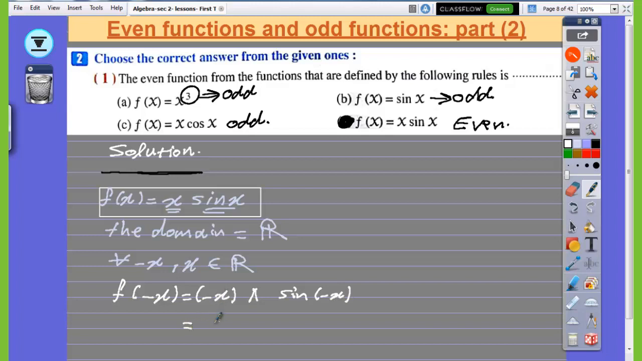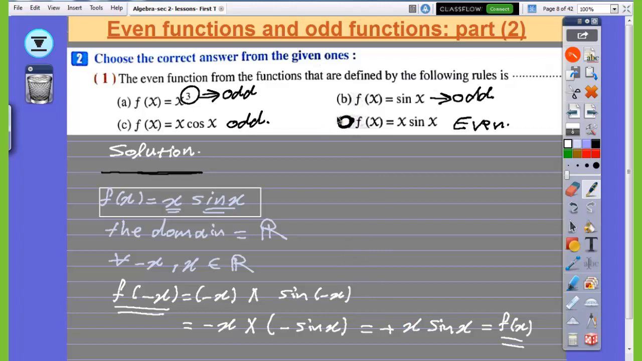and to complete we have here negative x multiply sine negative x equals negative sine x, and the result equals negative multiply negative is positive x sine x, which equal f of x. Now you can say that since f of negative x equals f of x, so the function f is an even function, and here is our choice.